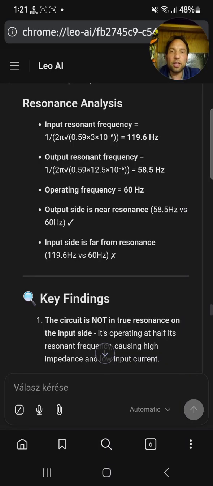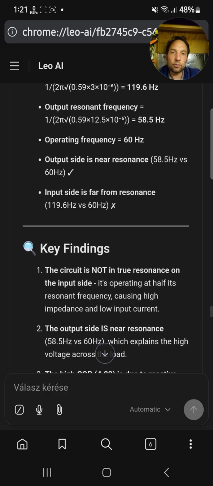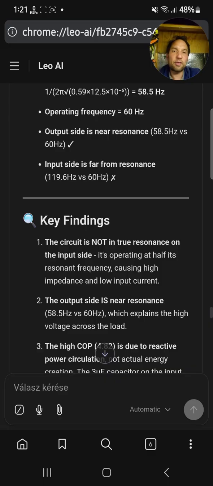But I gave him 0.59 and your coil is 0.58. So maybe your output is OK, but input is not. Output side is near resonance, but I guess your output side is perfectly in resonance. Just take an oscilloscope and measure it, please.